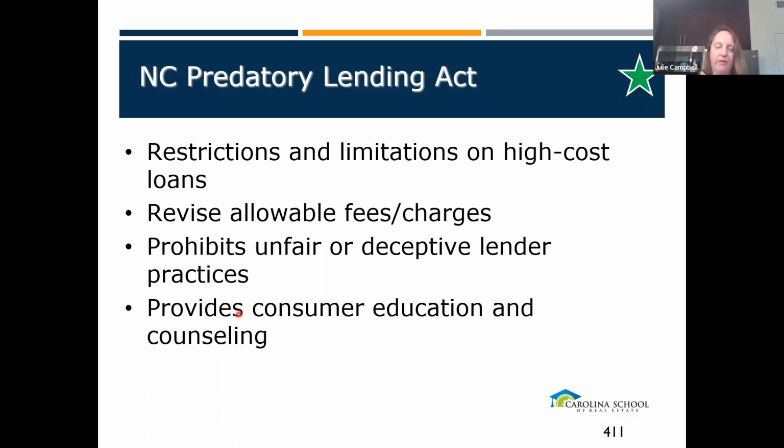Would this not apply to the market we're in? Oh, absolutely. Always. Whenever you're working with lenders and borrowers, lender laws are in effect.